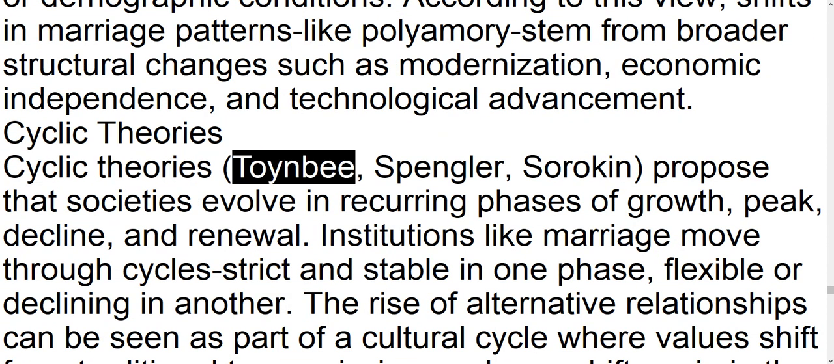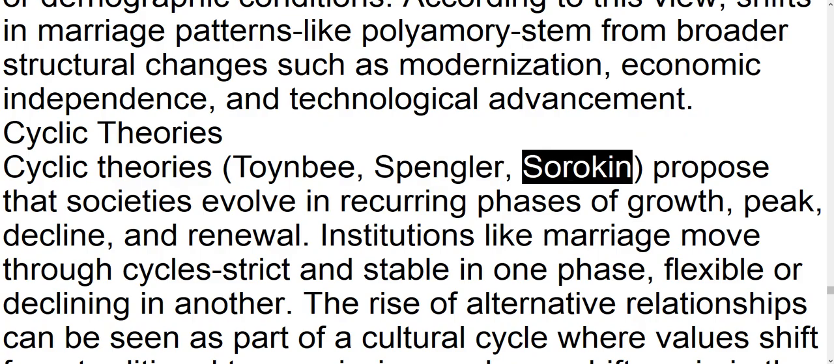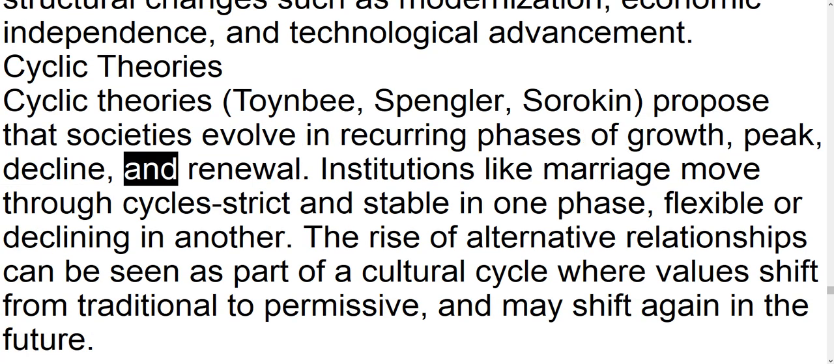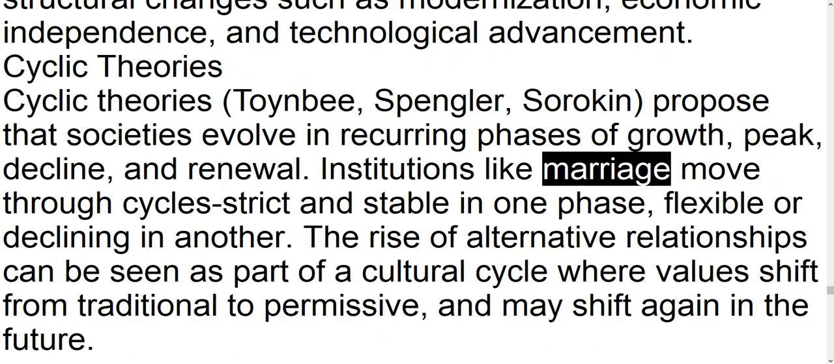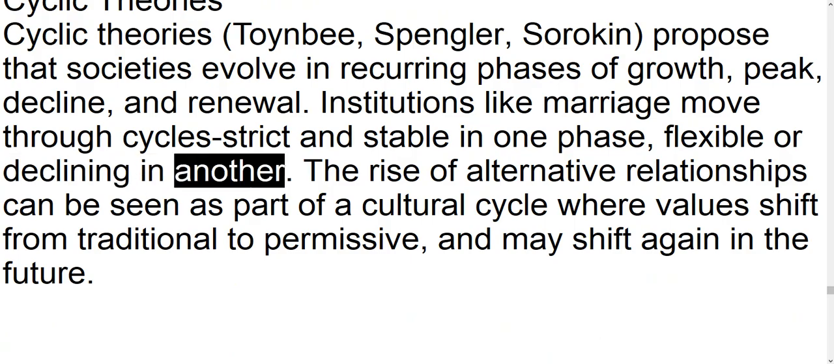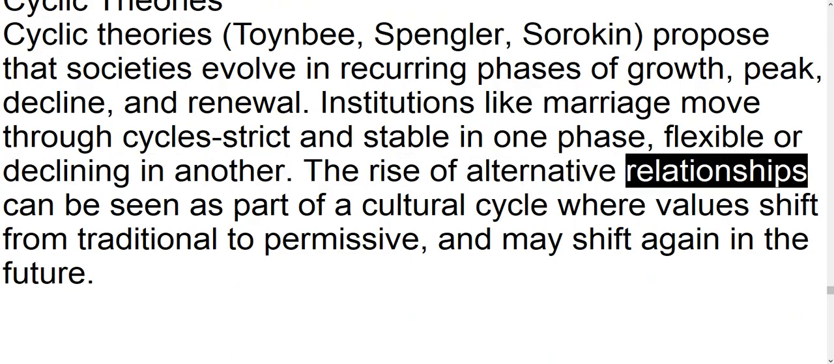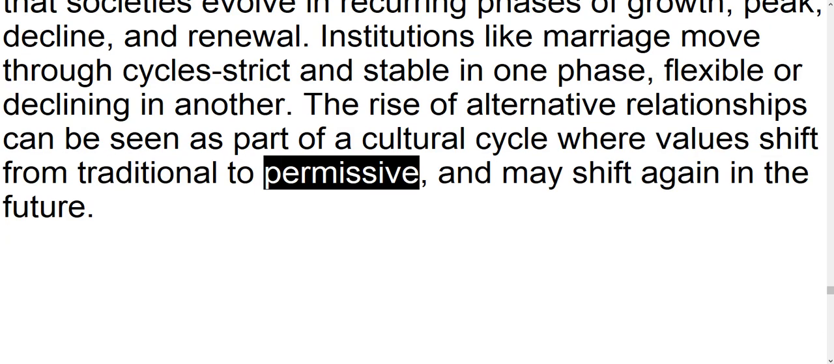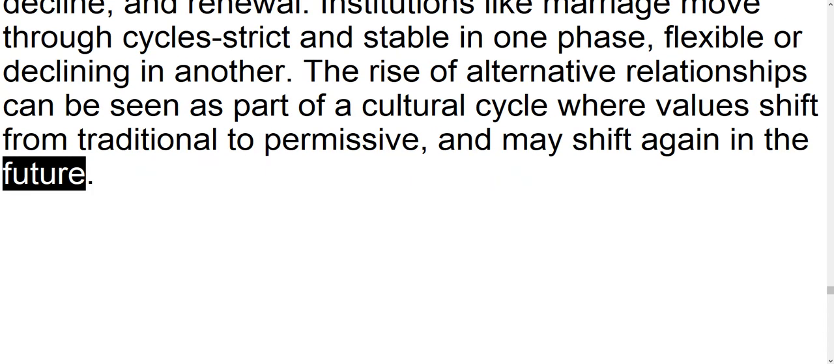Cyclic theories. Cyclic theories, Toynbee, Spengler, Sorokin, propose that societies evolve in recurring phases of growth, peak, decline, and renewal. Institutions like marriage move through cycles, strict and stable in one phase, flexible or declining in another. The rise of alternative relationships can be seen as part of a cultural cycle where values shift from traditional to permissive, and may shift again in the future.